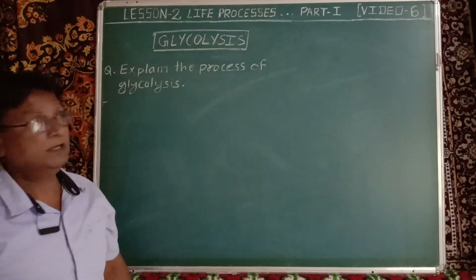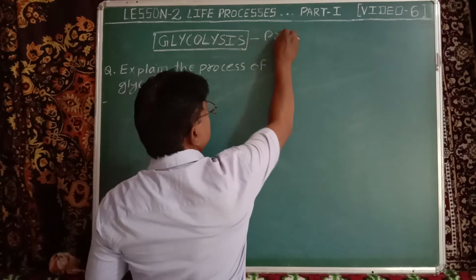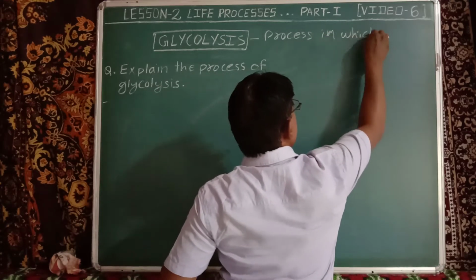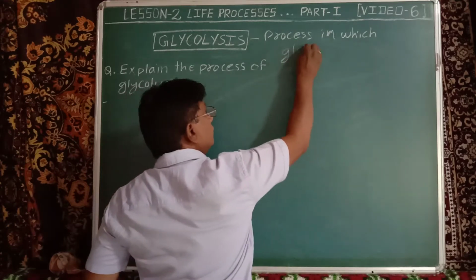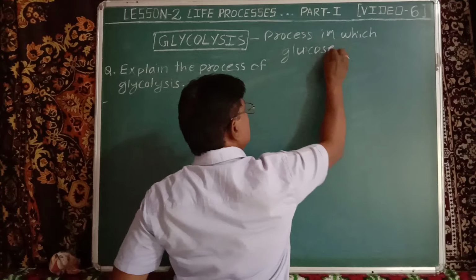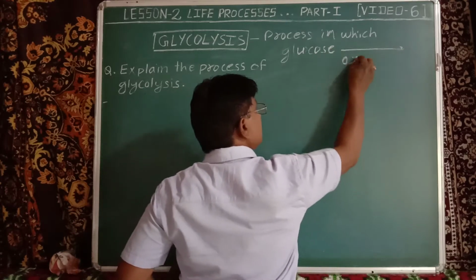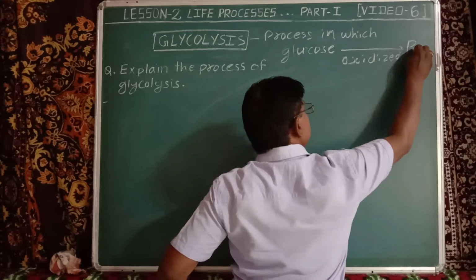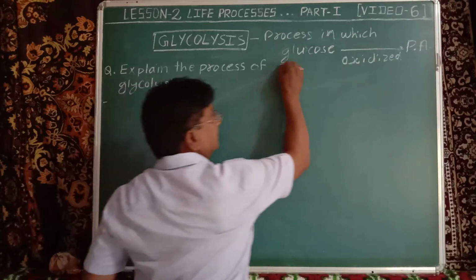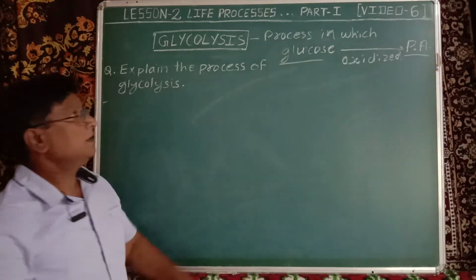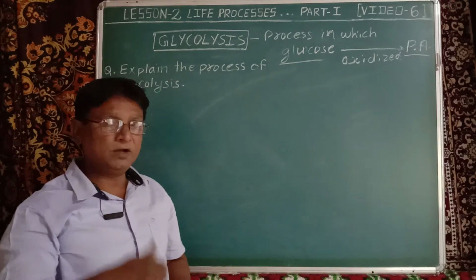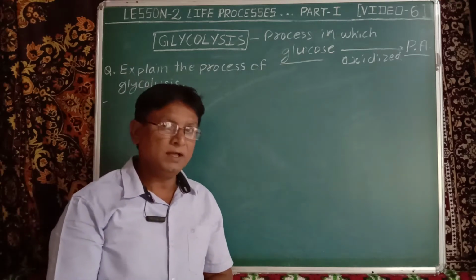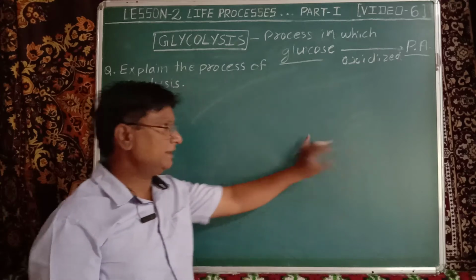What is glycolysis? Glycolysis is a process in which glucose is oxidized into pyruvic acid. This process is called glycolysis. It is a process in which glucose gets oxidized into pyruvic acid by releasing 2 ATP, 2 NADH2 and 2 water molecules. Let us take the details.